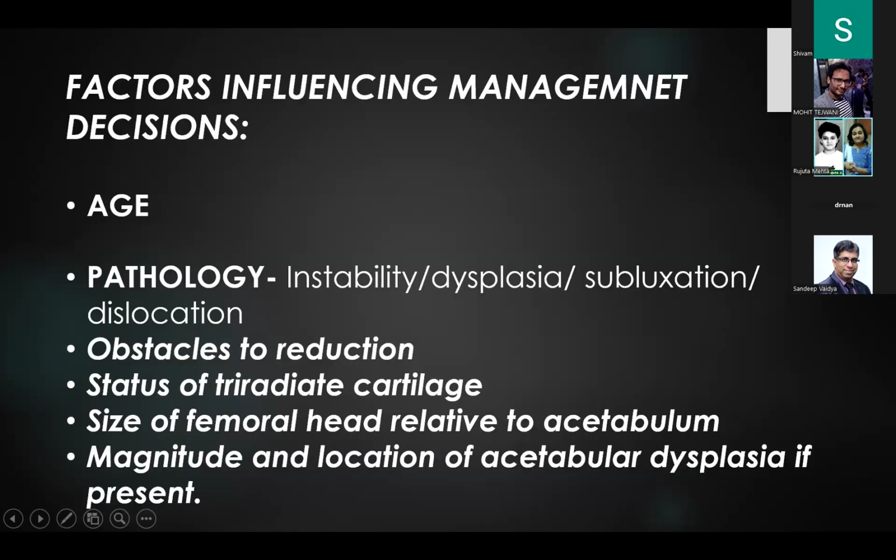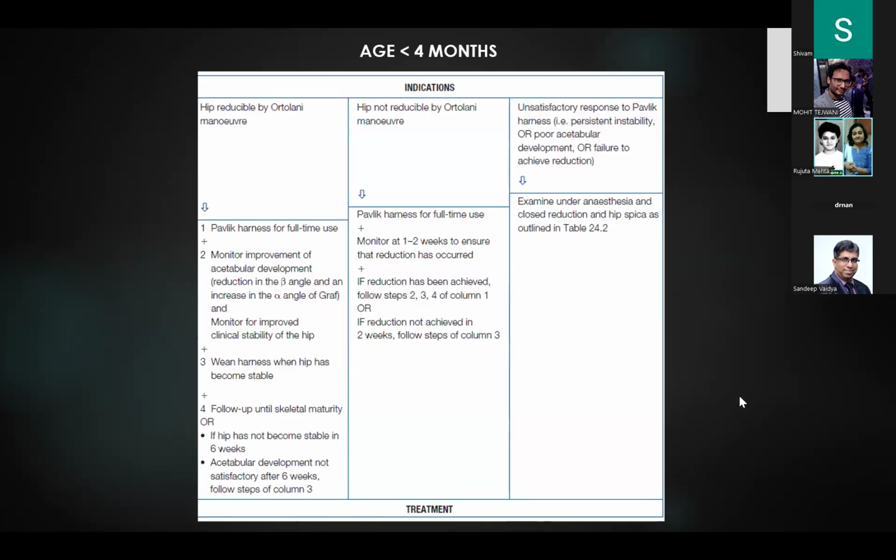the Chiari osteotomy. Factors influencing management decisions in DDH are the age at presentation, the pathology, because it is a wide spectrum that can vary between instability, dysplasia, subluxation, dislocation, obstacles that impede reduction, status of the triradiate cartilage, size of the femoral head relative to the acetabulum, and magnitude and location of the acetabular dysplasia if it is present.